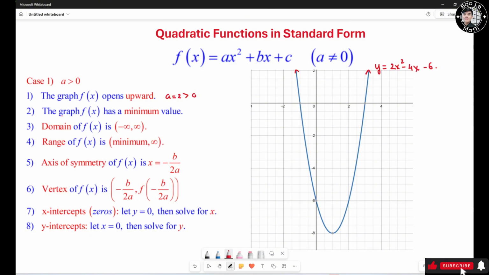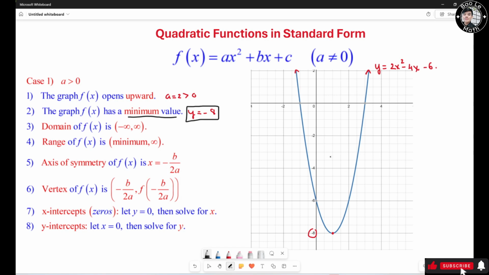Now, next one. The graph always has a minimum value right here. The minimum value is negative 8, so y equals negative 8. When the question asks you to find the minimum value, that means you need to find the y value, not the x value, okay?